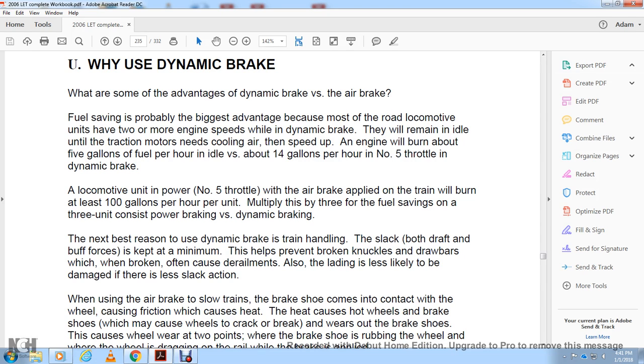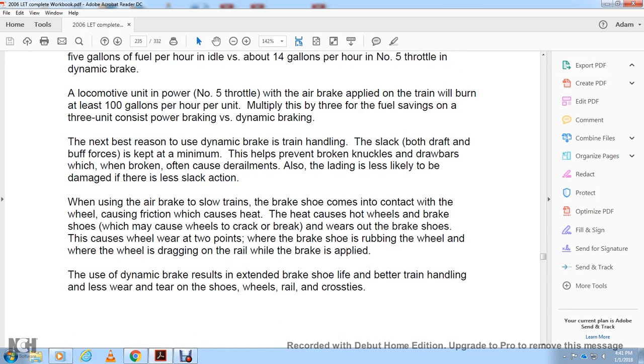kept at the minimum. This helps prevent the breaking of knuckles and drawbars, which often cause derailments. Equipment is less likely to be damaged if there is a lack of slack action.